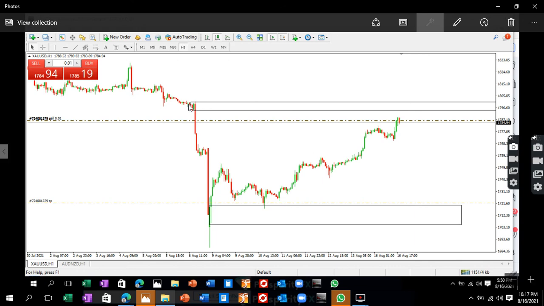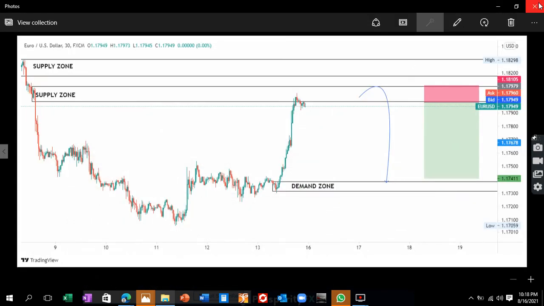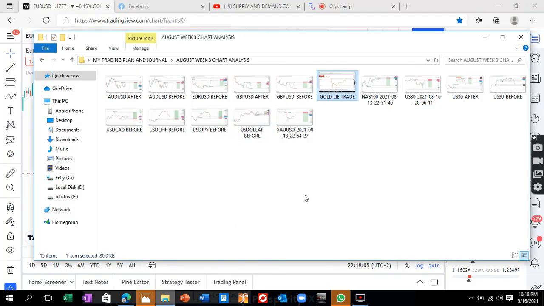Yeah, I probably can qualify this as a drop base. Something like this: drop, base, rally. Yeah, we had a drop. There was a long period of consolidation, and then price went to the upside. You simply wait for price to come back to this level. Come back to that level, then you take the trade. Okay? It's as simple as that, guys.